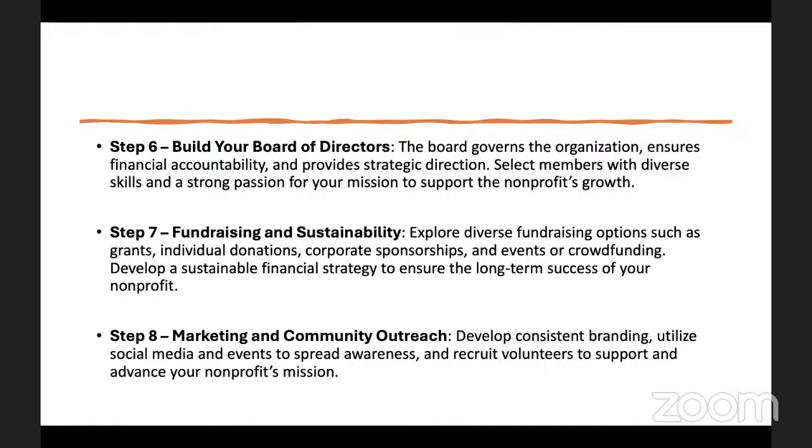Step number 8, we have marketing and community outreach. That means develop consistent branding, utilize social media and events to spread awareness. Recruit volunteers to support and advance your nonprofit's mission. Again, it's very important to do that outreach to the community and outside the community as well.